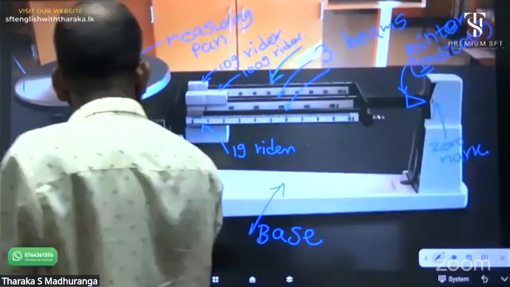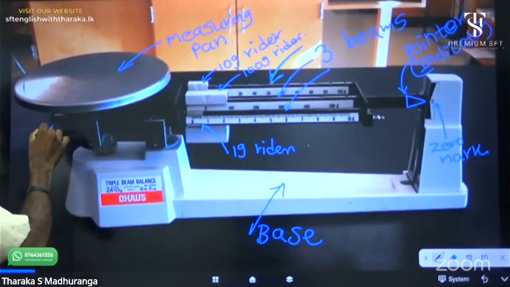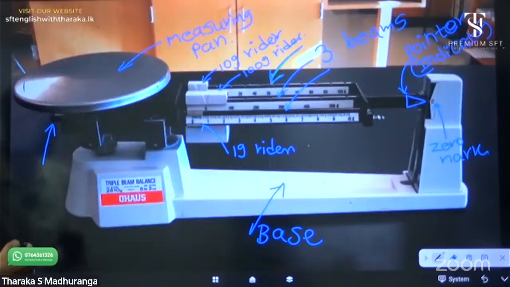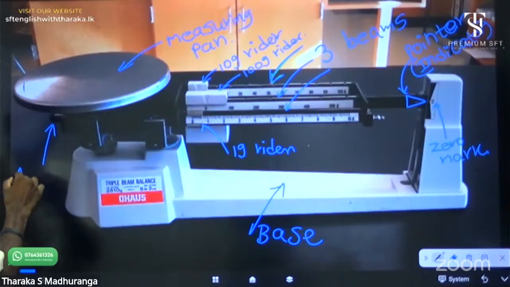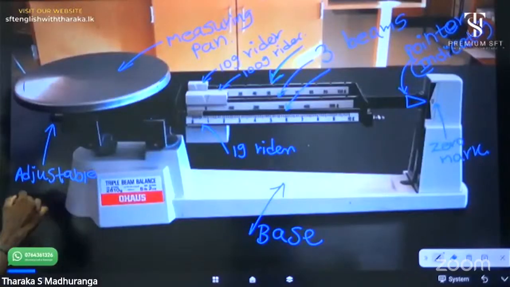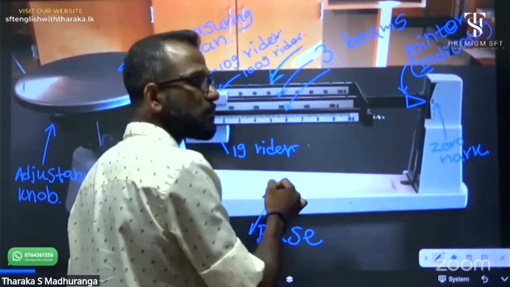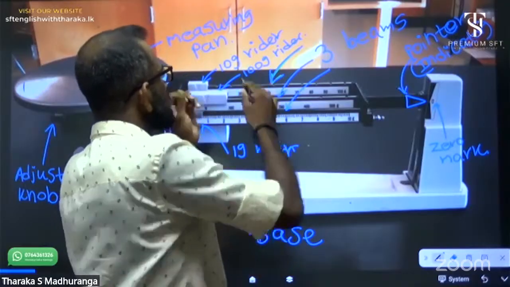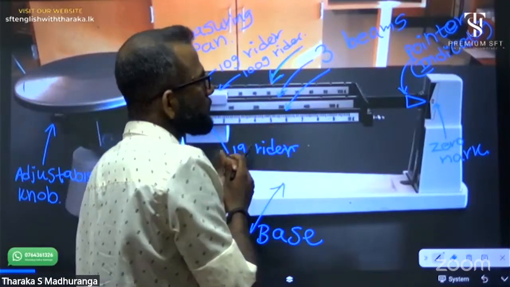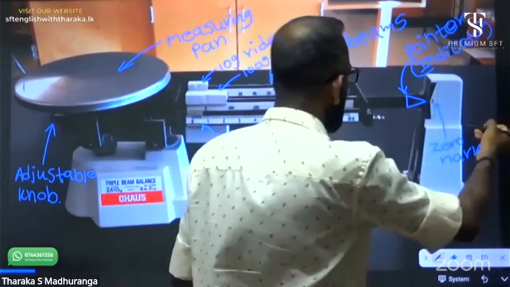They are the main parts of the triple beam balance. Sorry, there is another important part that we call the adjustable knob. So we have the 1 gram rider, 10 gram rider, 100 gram rider, an indicator or pointer, three beams and a zero mark.